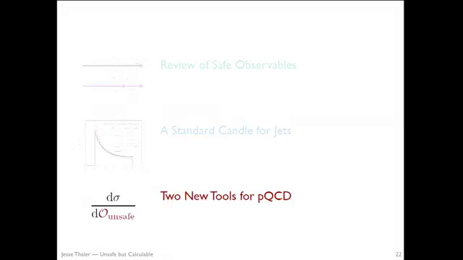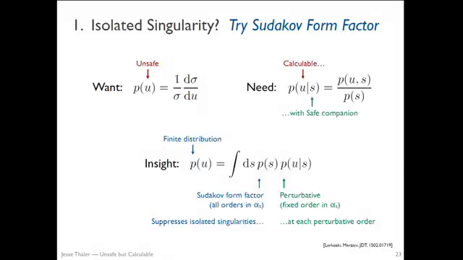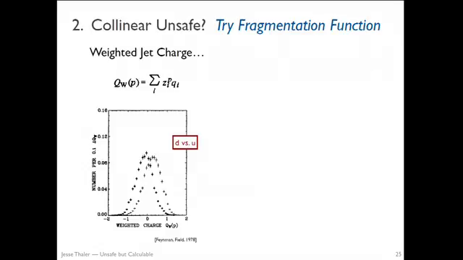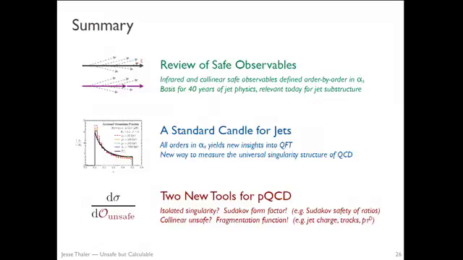So Vitera is telling me to stop, so let me skip this summary. I can tell you exactly how we do these calculations if people are interested, but let me just summarize here. Infrared and collinear safety means that you're defined order by order in an alpha S expansion, and this has been the basis of 40 years of jet physics, relevant today for jet substructure. But what I've told you about is that if you think even just perturbatively, not even non-perturbatively, but perturbatively, all orders in alpha S yields new insights into the structure of quantum field theory and remarkably has given us a new way to measure the universal singularity structure of QCD. So with that, I look forward to taking your questions.